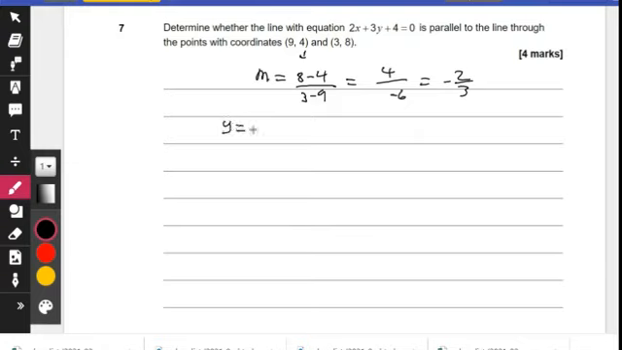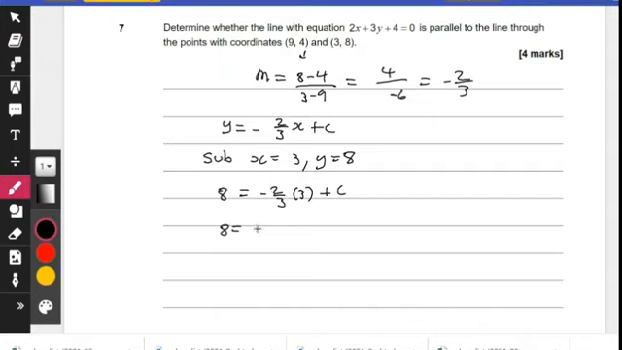So we have y equals minus 2/3 x plus c. And then we can use either point we like. So I'm going to sub x equals 3, y equals 8. So we have 8 equals minus 2/3 times 3 plus c, giving us 8 equals minus 2 plus c. Therefore, c is equal to 10. So this equation ends up being y equals minus 2/3 x plus 10.